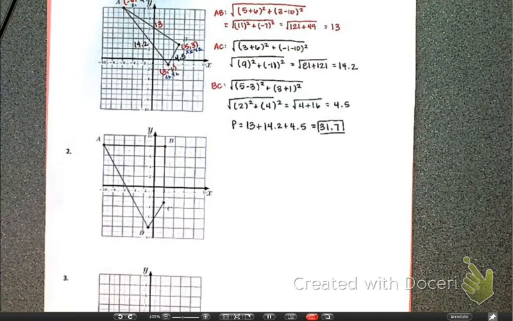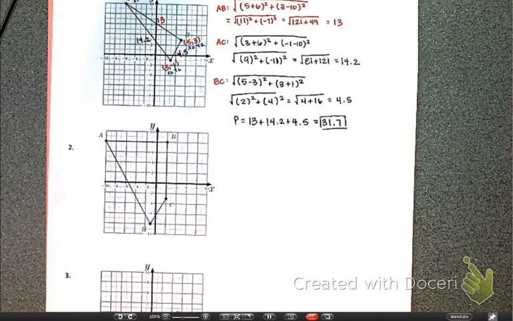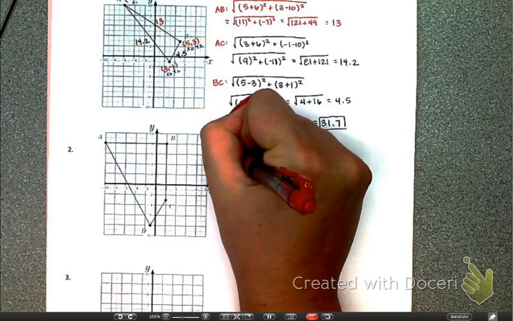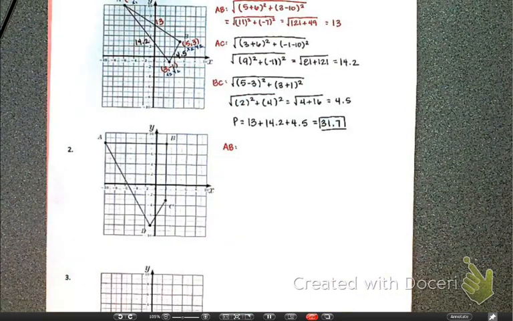Now, number 2 is a whole lot nicer. Why is 2 nicer? You have some straight lines. You have horizontal and vertical lines. So you can use the distance formula if you want on AB and BC, or you can count boxes. I'd rather count boxes, right? So I want everyone to count the boxes for AB and tell me what you get.